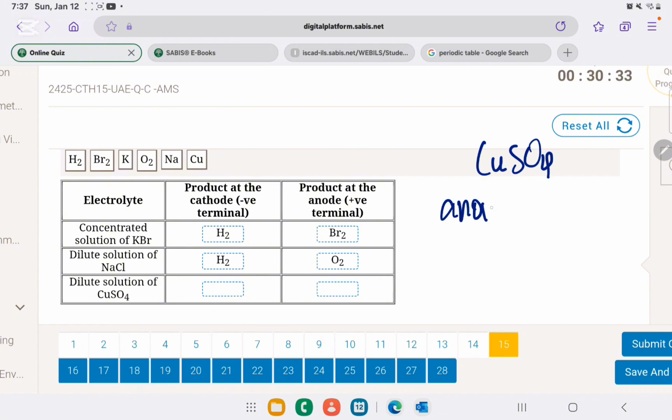Let's start with the anode. Is the anode made of Cu or Ag? No. Does the solution contain concentrated Cl, Br or I? No. So the product at the anode is O2. And then at the cathode, does the solution contain Cu or Ag? Yes, so the product is Cu. So O2 and then Cu.